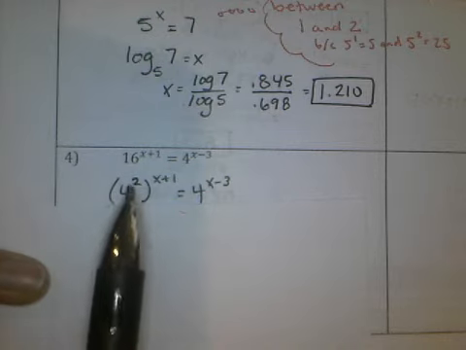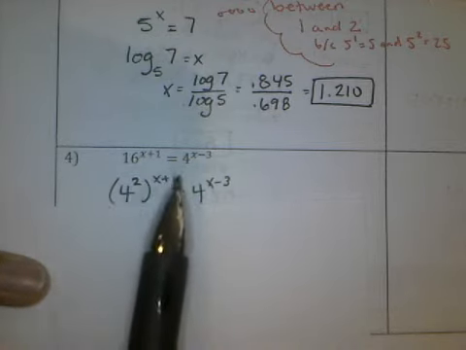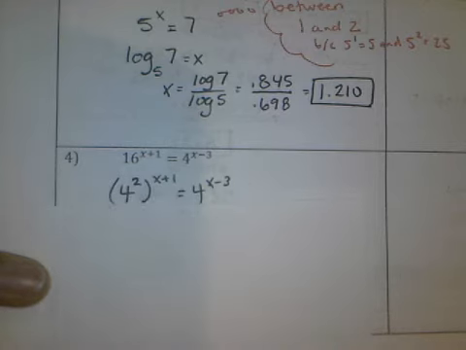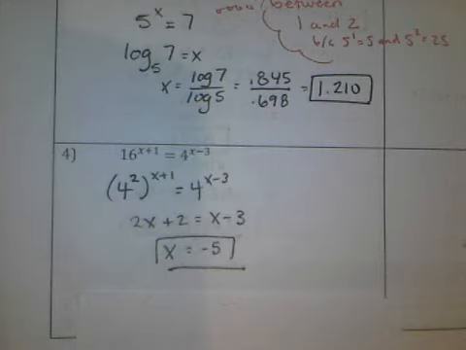Now that I have 4 squared, the product rule says multiply your exponents. And if I have the same base, the two exponents on either side must equal each other. And so from there, it's just a linear algebra problem. Take a moment to look at this work and then work out your own on the side.